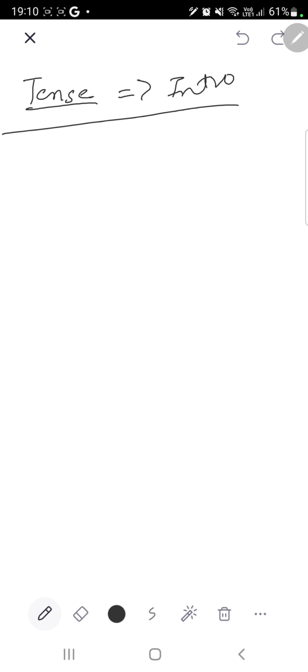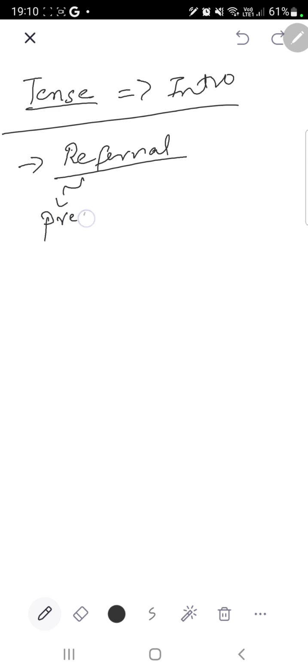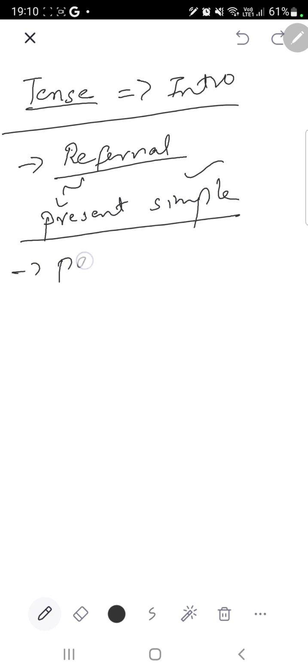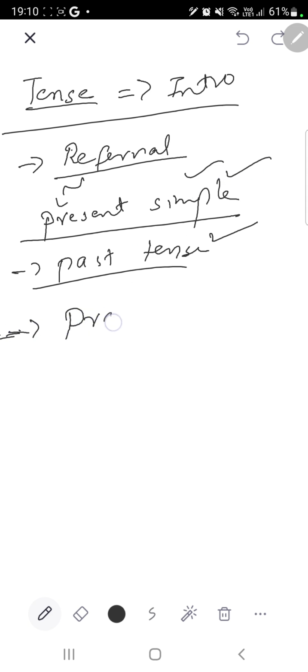Okay, we have tenses and introduction. Let's say we can discuss the tenses in the introduction. We can see that mostly in a referral letter we use the present simple tense, most of the time, but at times we can use past tense as well. Not necessary, but mostly past simple and present simple, and present perfect can also be used. So it depends upon the condition.